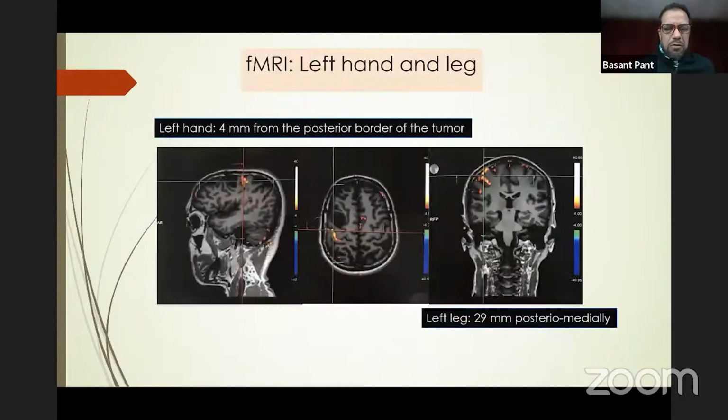So obviously we wanted to remove the tumor, but then we also wanted to cure him of his epilepsy. So this may be a very good starting point for those who want to start epilepsy surgery in their institute, to start with tumor cases who present with epilepsy, and then build up your own knowledge. So left hand was about 4 millimeters from the posterior border of the tumor, and left leg was 29 millimeters. So we needed to preserve somehow the left hand. So this is the operating field.